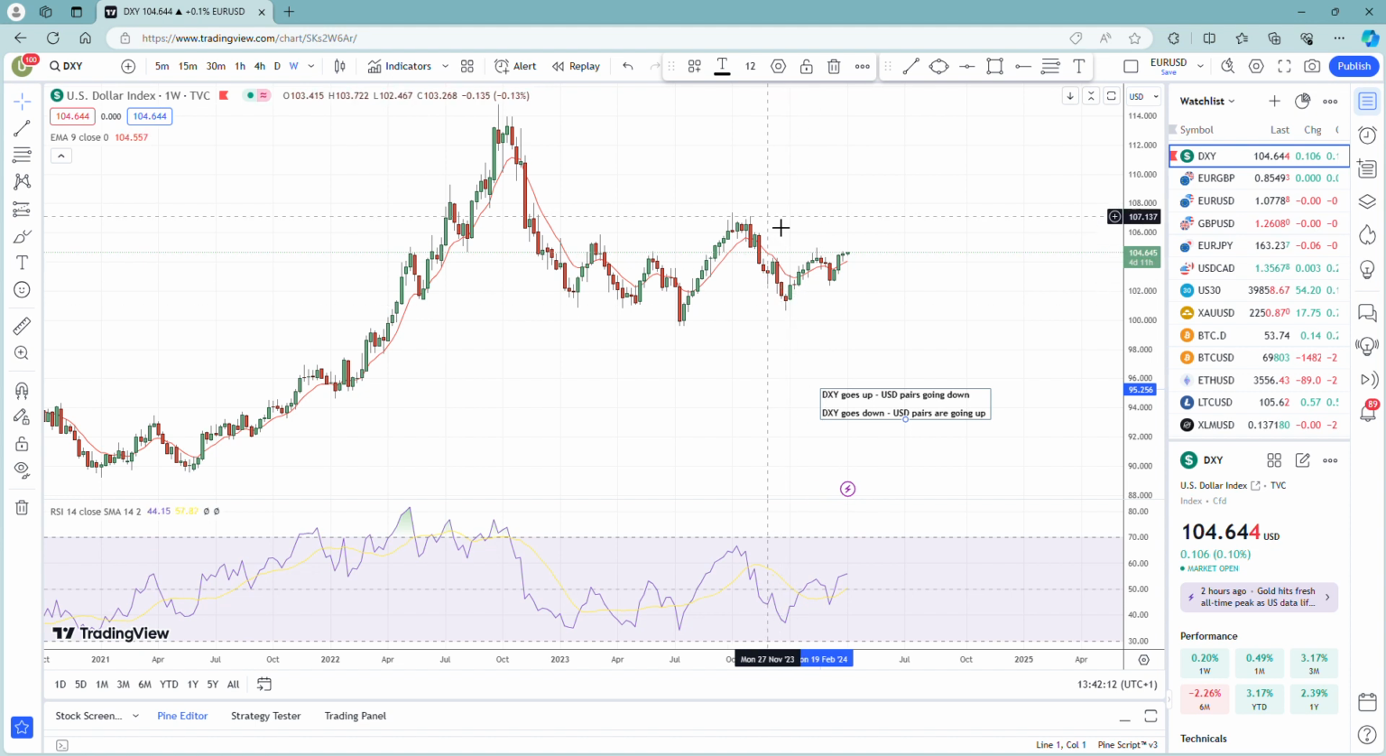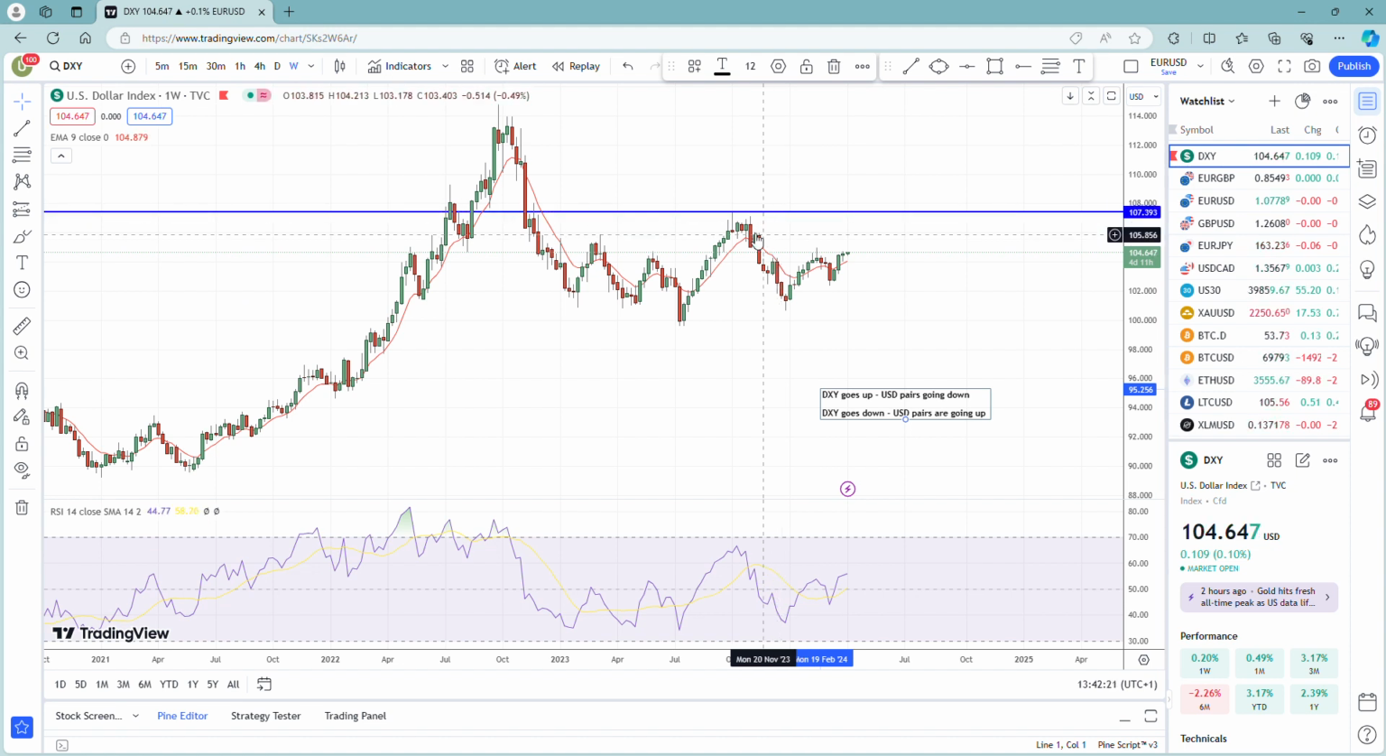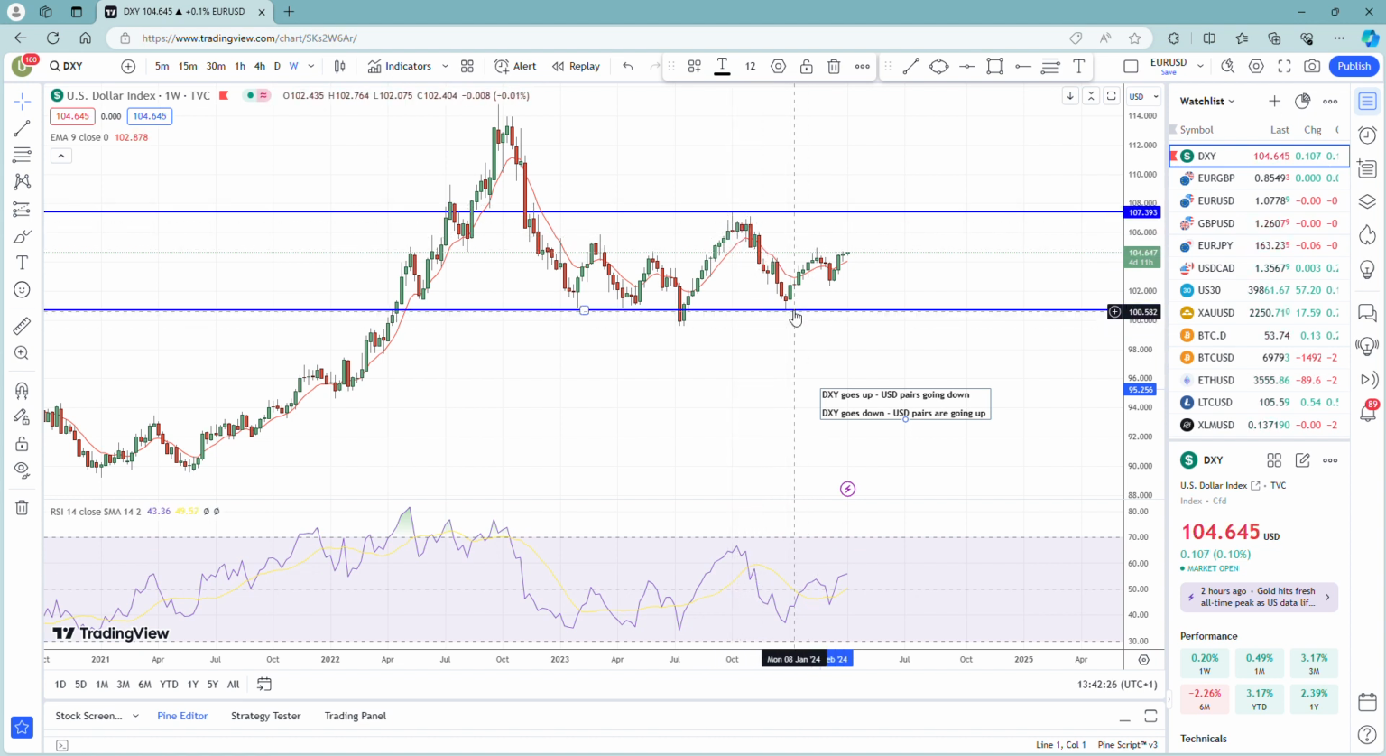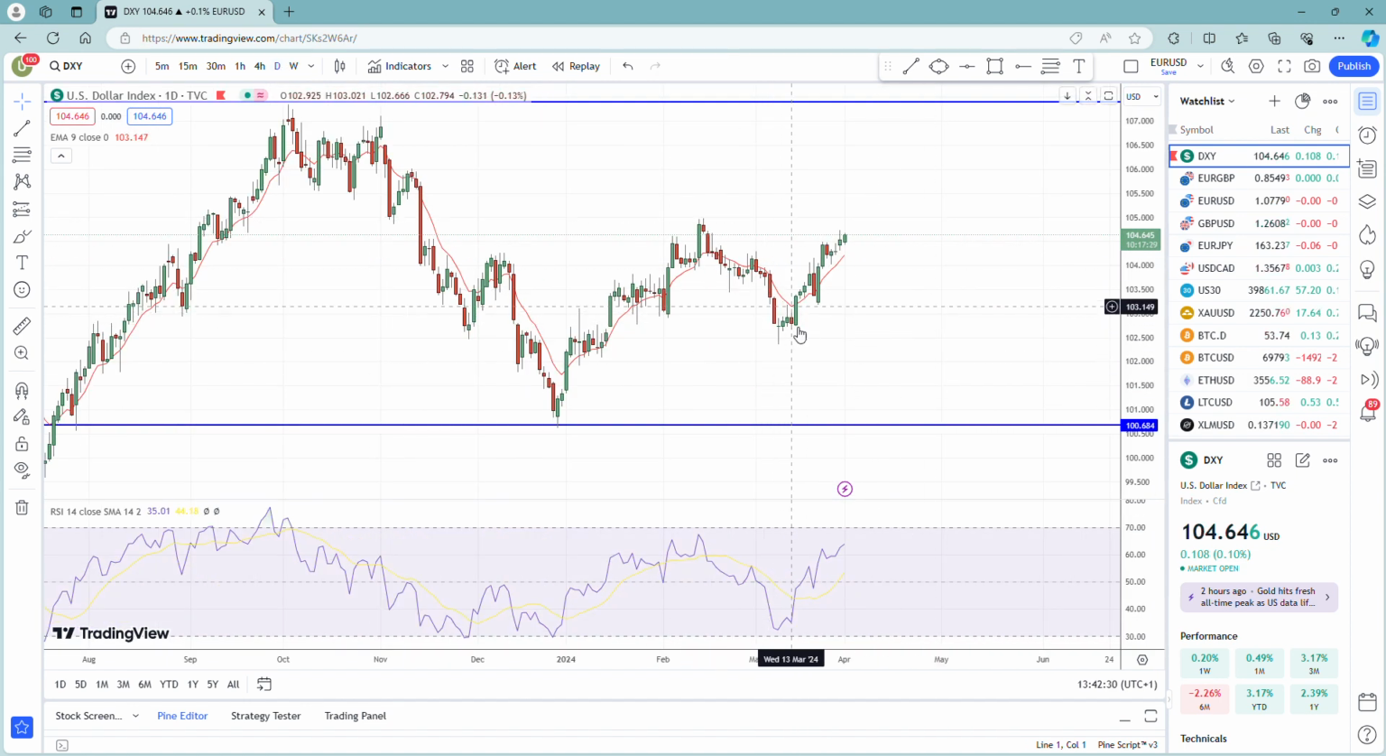So what you want to do is on the weekly time frame, press W. You want to track the price between two levels. So you've got a support and resistance. I can see we've got a resistance here. This is where price changes from bullish to bearish, and you've got a support here where price changes from bearish to bullish. You then go into the daily time frame and you want to do the same thing.